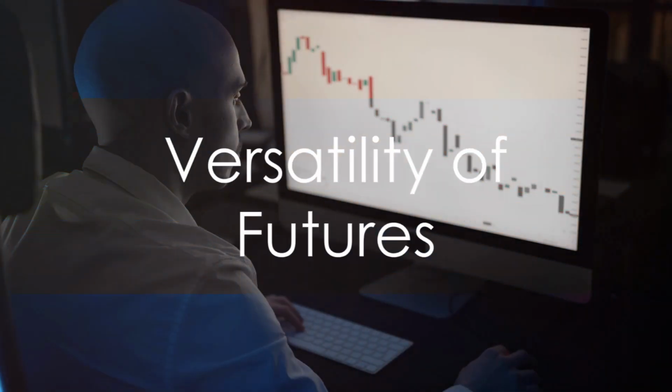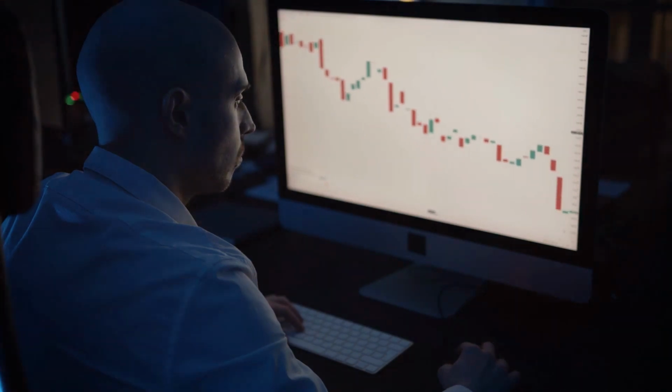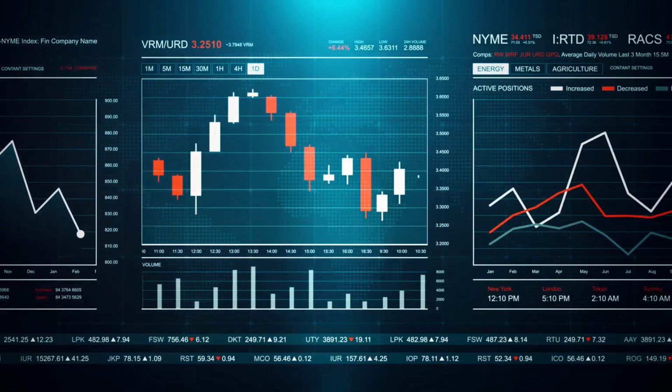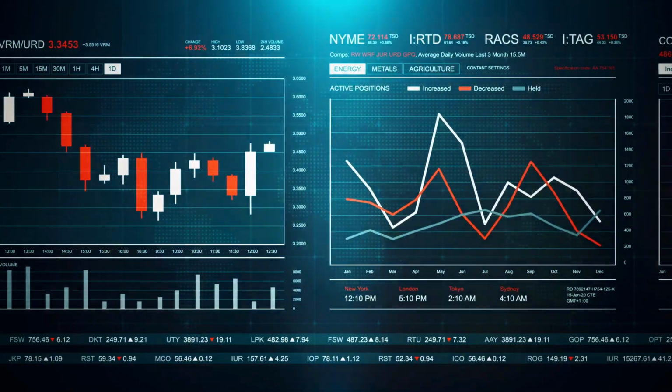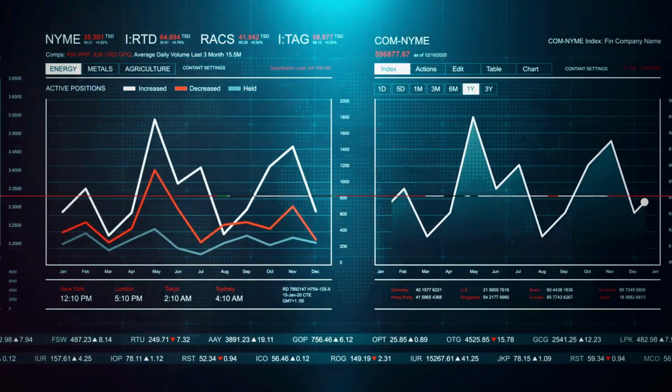But futures aren't just for farmers or commodity traders. They can be about any asset: stocks, bonds, currencies, even interest rates. And they don't necessarily require the asset to physically exist. For instance, you could have futures on stock indices or interest rates.